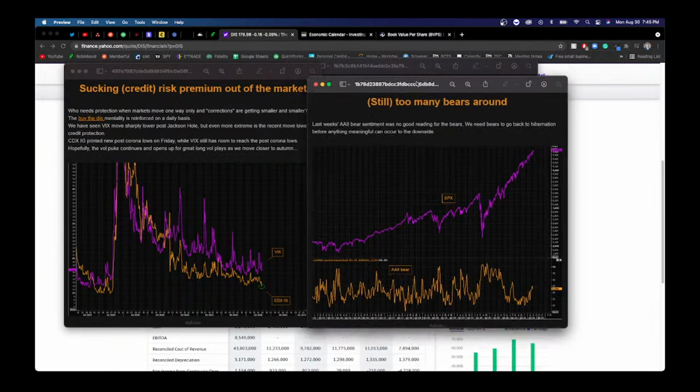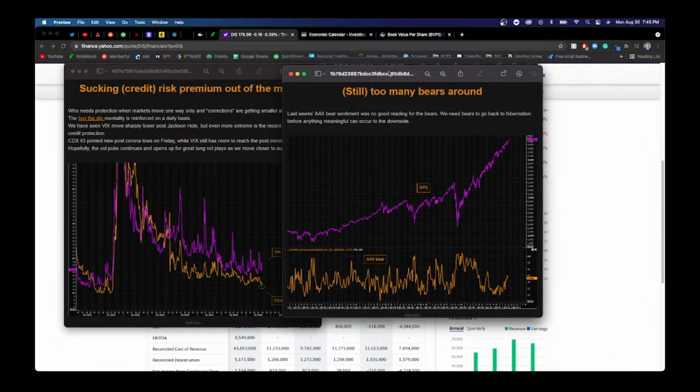This one says still too many bears around. I can agree with that. AA bear sentiment was no good readings for the bears. We need bears to go back into hibernation before anything meaningful. There's actually this reverse psychology that goes into the market where if a ton of bears are bearish on the market, it can cause a short squeeze, right?